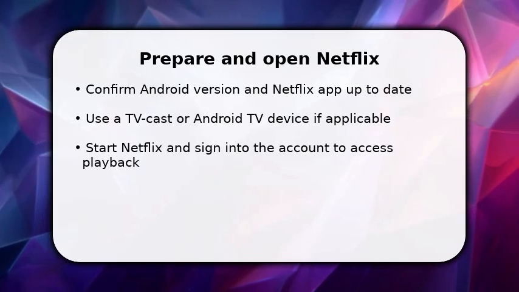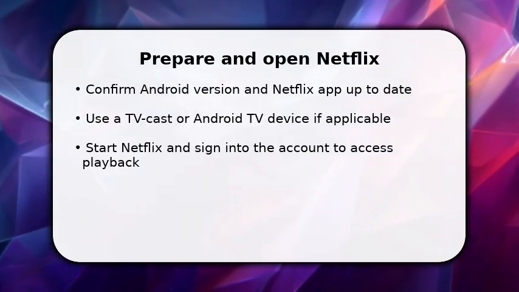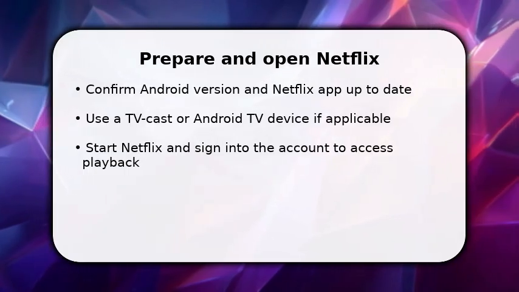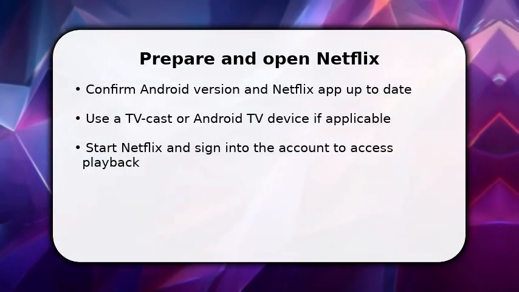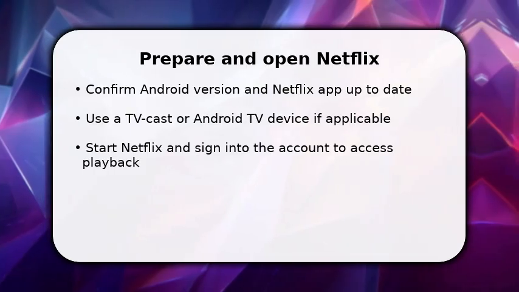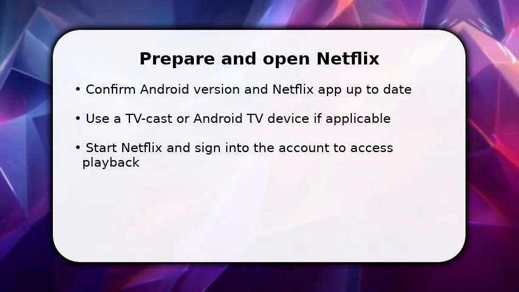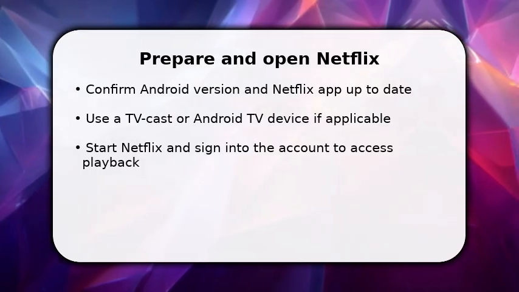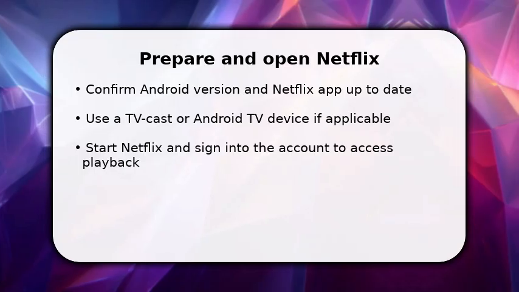Enjoy the video. You'll start by confirming the Netflix app and Android OS are up to date, because HDR controls depend on the latest playback paths. Once done, open Netflix and sign in. Make sure you're on the profile that will stream. If you're using an Android TV or casting from a phone, connect to the display before changing settings.